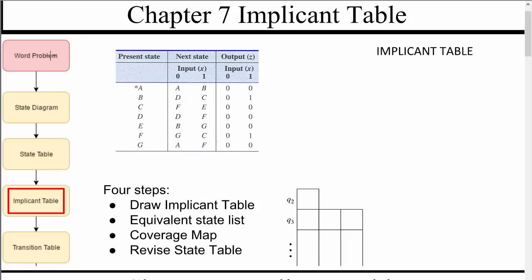So we started with the word problem, developed a state diagram, then developed the state table. Now our goal is to shrink the state table, sort of like a kernel map. We're going to draw an implicant table, then an equivalent state list, then a coverage map, and then we're going to shrink this state table, revise the state table.